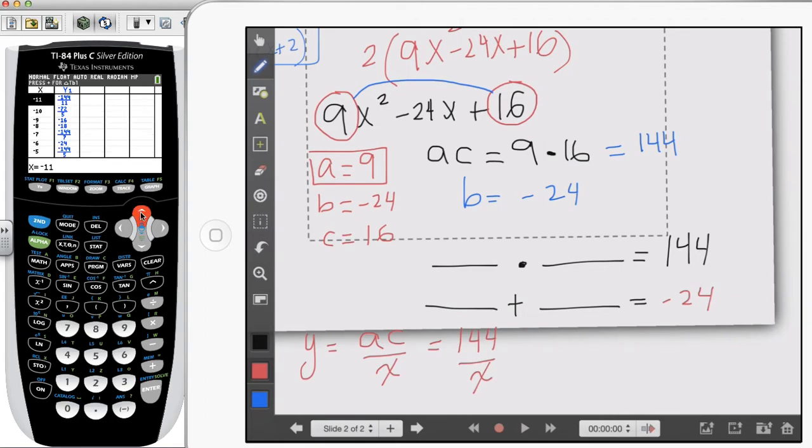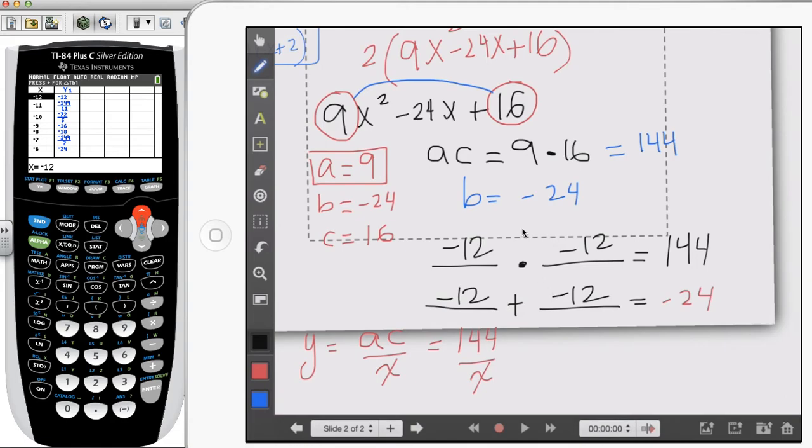So you see that? You try to look for the whole numbers. If it's a fraction or a decimal, just skip it. Okay? Oh, there you go. Negative 12 and negative 12. How much is that? It is negative 24. So then the two numbers that I need are negative 12 and negative 12. These are my two numbers. I just found them. Okay?